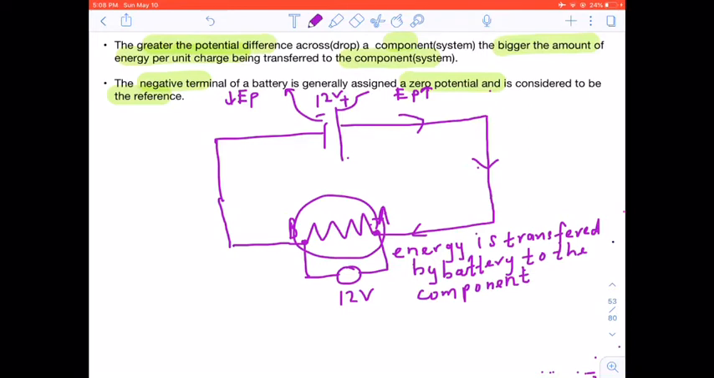It loses energy, and as it loses energy, the chemical reactions in the battery have to work harder, and then chemical potential energy gets transformed to electrical potential energy, so it replenishes the store of charge in the battery, right?